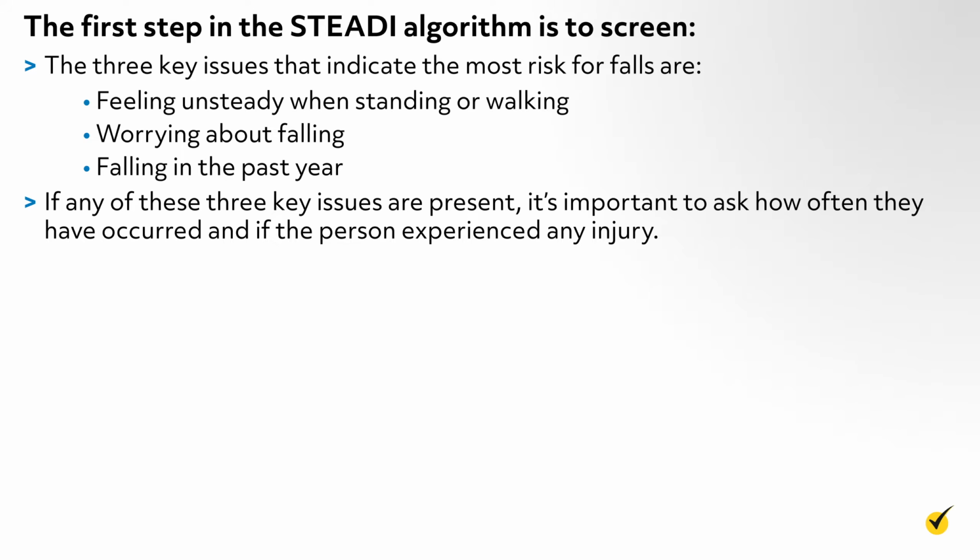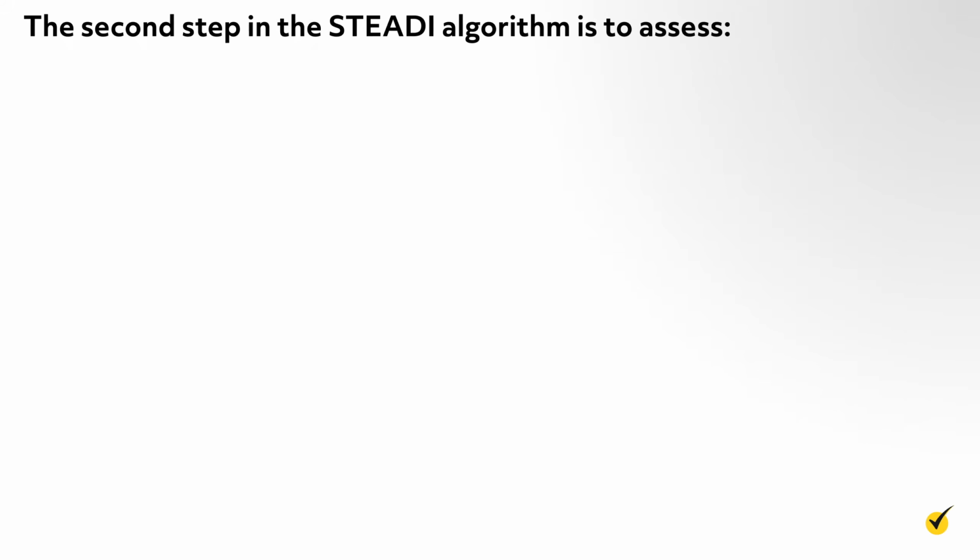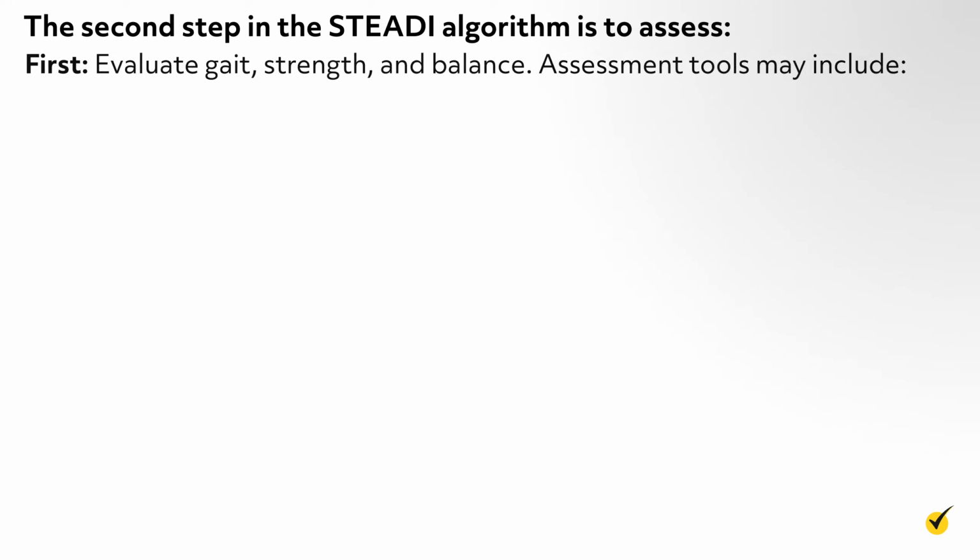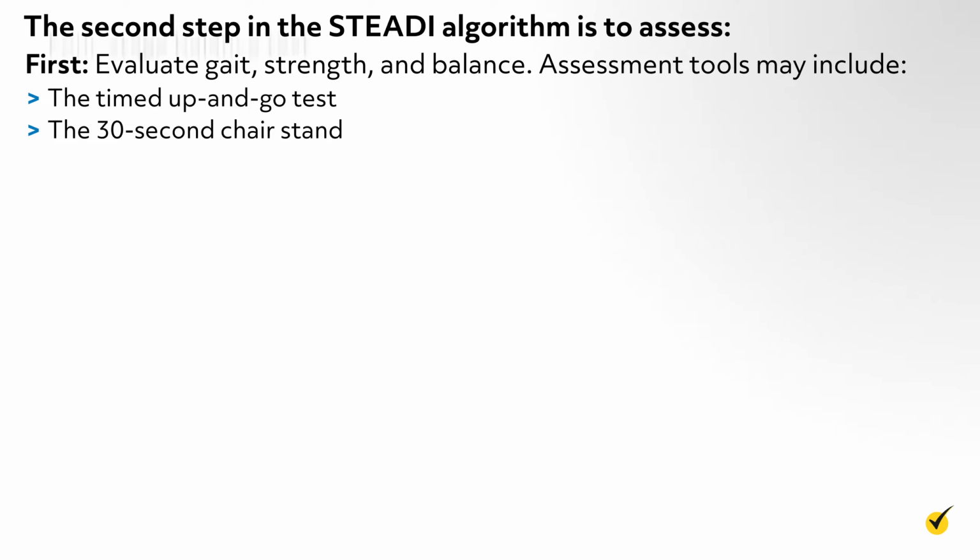If the screening indicates that the individual is at risk, then the next step in the STEADI algorithm is to assess the person's modifiable risk factors and history of falls. There are 8 elements to assess, and these assessments should be followed by the appropriate interventions. First, evaluate gait, strength, and balance. Assessment tools may include the timed up and go test, the 30-second chair stand, and the 4-stage balance test.